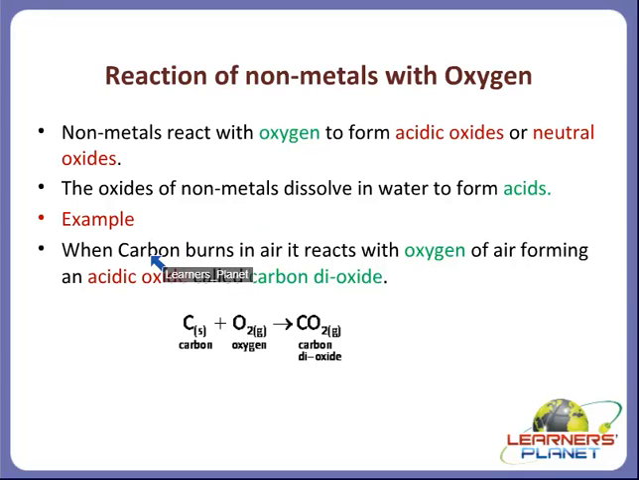Let's take up some of the examples. Like when carbon burns in air, it reacts with oxygen of air, forming an acidic oxide called carbon dioxide. That is carbon plus lots of air, and it will give you what type of oxide? Carbon dioxide. Now children, this is also a covalent compound. The structure of carbon dioxide is carbon in the center with two bonds, that is the double bond, and it is bonded to oxygen here. These are what type of bonds? These are your covalent bonds. Okay children, so these are covalent bonds.